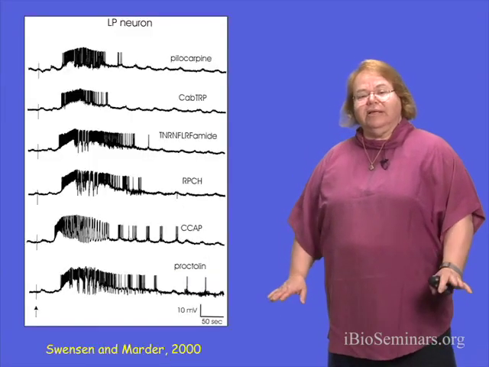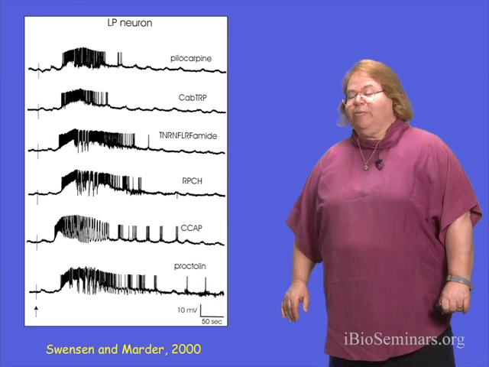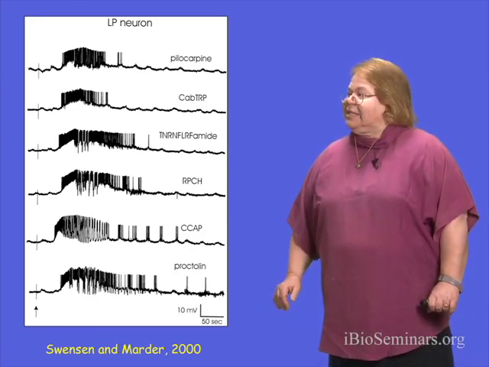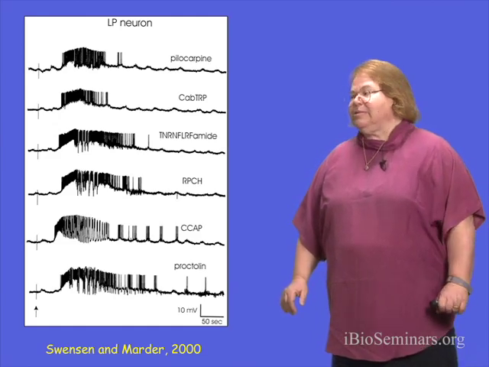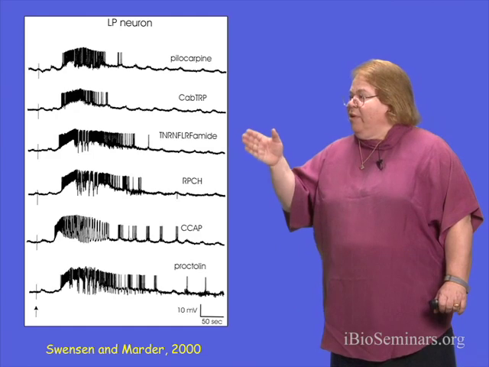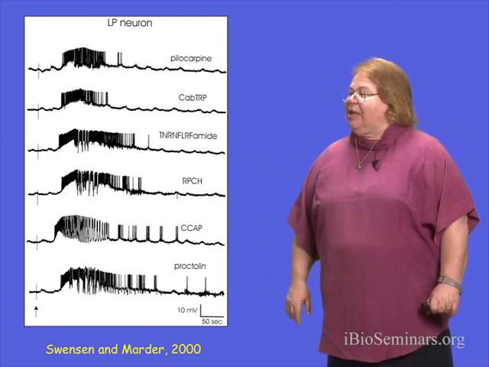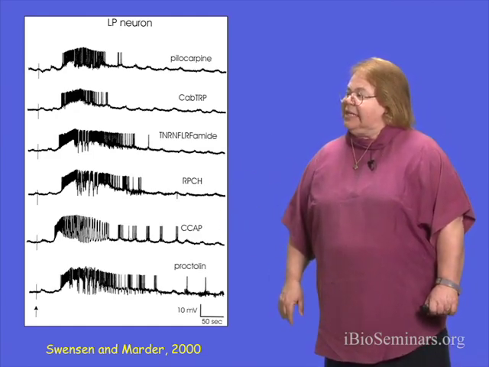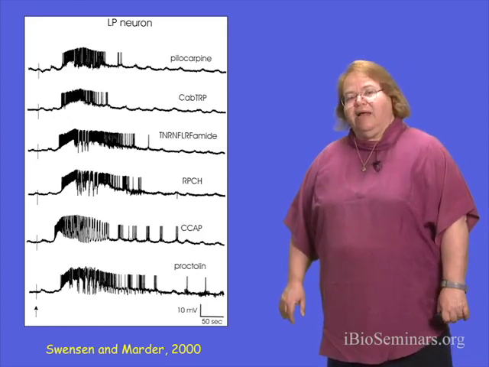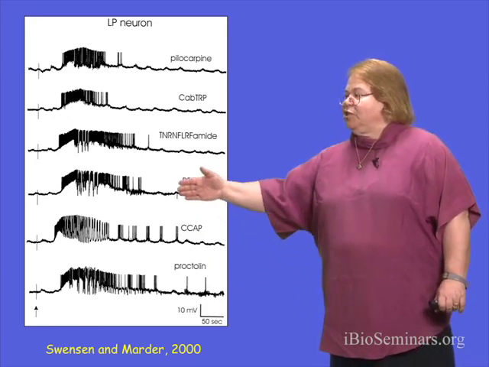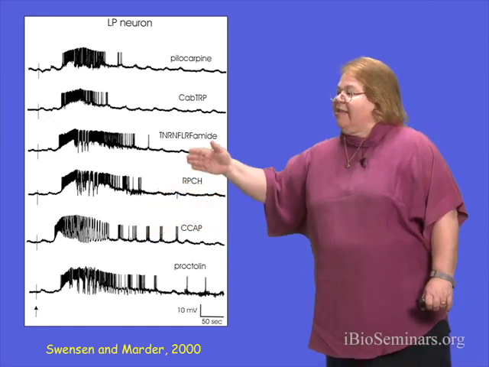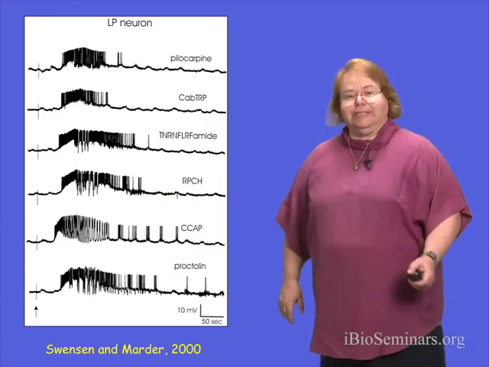A few more pieces of information about neuromodulators. These are recordings that Andy Swenson made on the LP cell in the crab stomatogastric ganglion, and he filled a puffer pipette with all these different substances, and he applied these substances to the cell. And you can see that each one of them depolarized the cell, made it fire action potentials, and to some degree made it more bursty. And they had very similar actions.